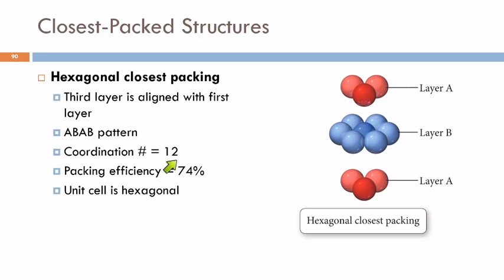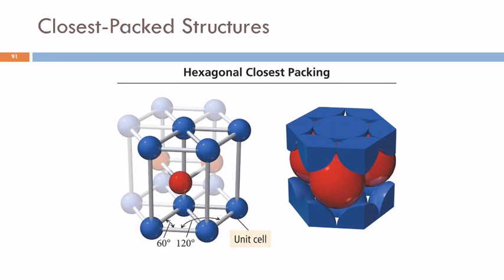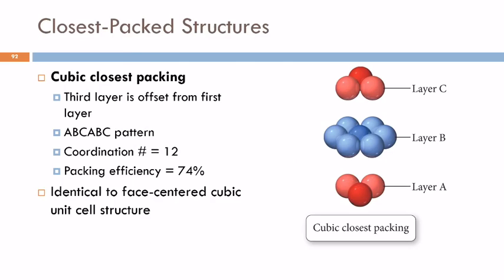Coordination number of 12. In this structure, the unit cell is hexagonal. It's not a cube. So this is the unit cell. I know, right? You thought the other one was complicated. It's the same idea, just more sides, actually. But now instead of being a cube, it's a hexagon on the top and the bottom, and then it's like a rectangle on the sides. So that's called hexagonal closest packing.